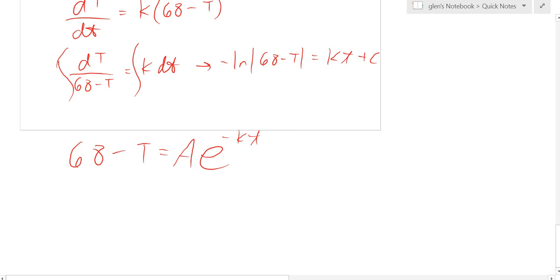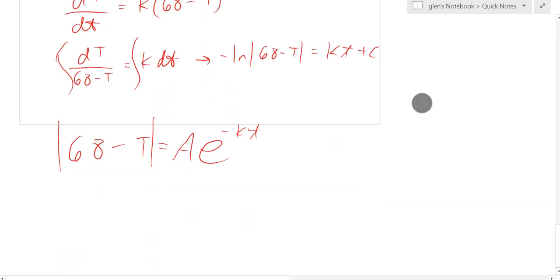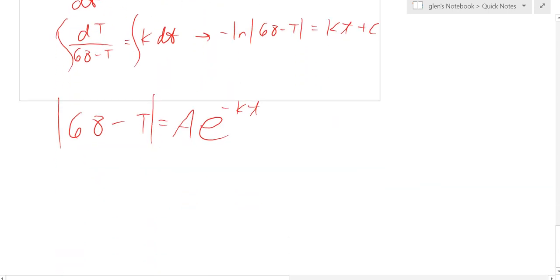No, we just find A. It's fine. Also, these absolute values are still here. What's the absolute value going to do to this thing? If I plug in a temperature of 100 and whatever it was, 95, it's going to change its sign, which means 68 minus T would really become T minus 68 or negative 68 plus T. Same thing. Okay? And then we're going to add 68 over. So the temperature must equal A e to the negative KT plus 68. Yeah, that makes sense.